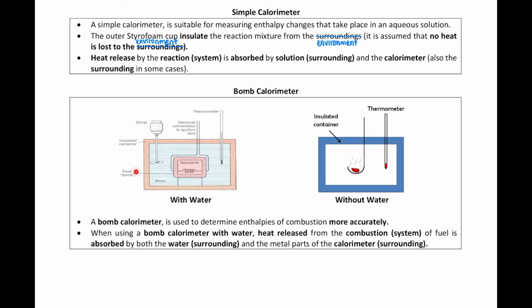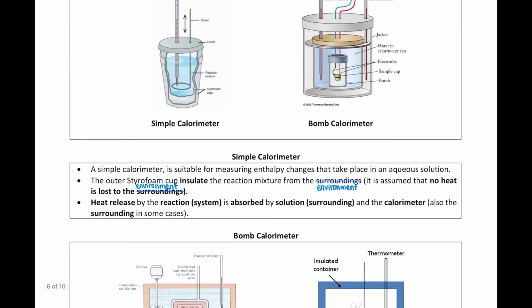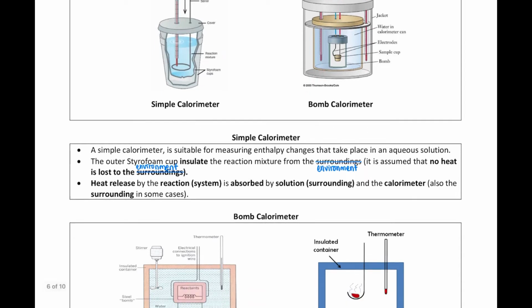Okay, so for bomb calorimeter, as you can see, there are 2 types of bomb calorimeter, the one with water and the one without water. Okay, so apa specialnya bomb calorimeter? Bomb calorimeter is used to determine enthalpy of combustion more accurately. Okay, so lebih tepat lah sebab kamu boleh compare dua ni. Ini dia punya heat tu insulate very well dekat dalam ni kan. So that's why kita kata data yang kita dapat from bomb calorimeter is more accurate than simple calorimeter lah.